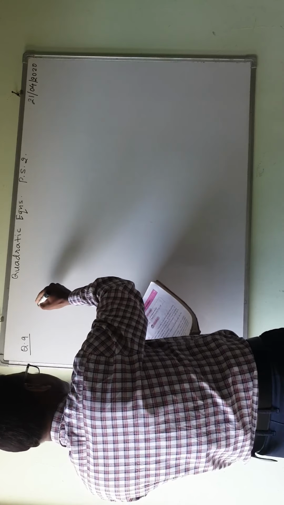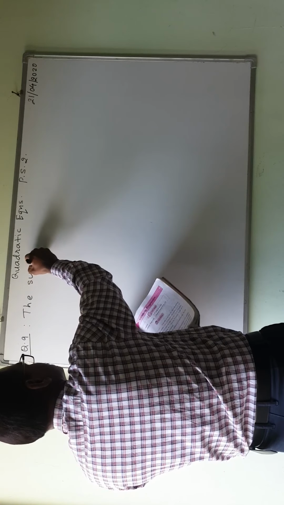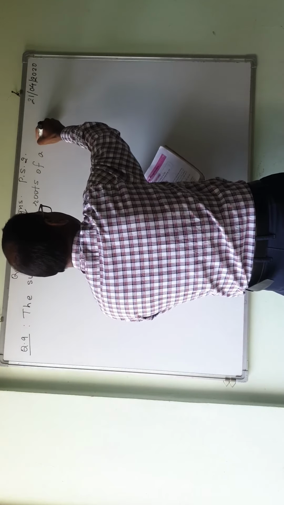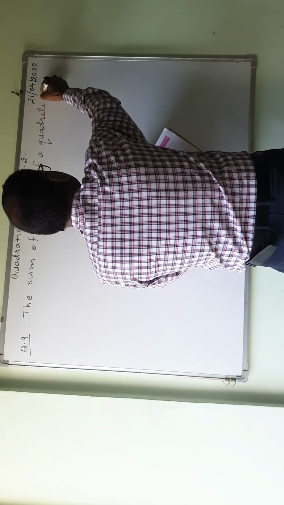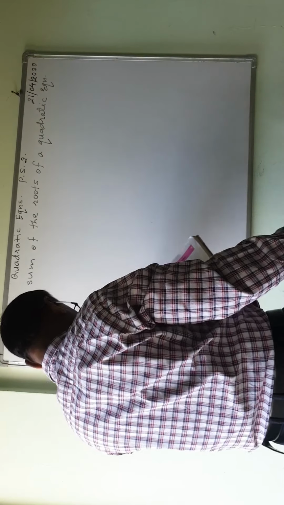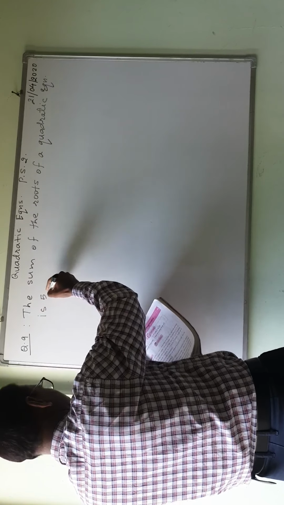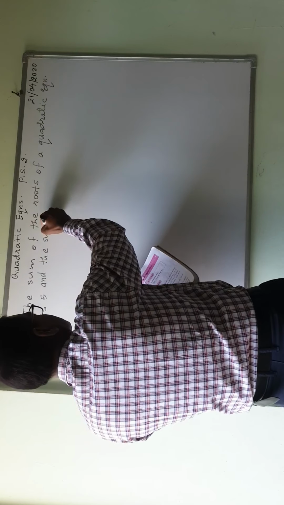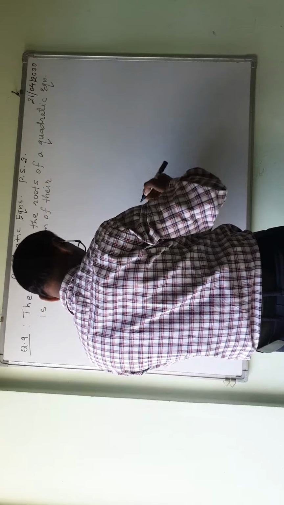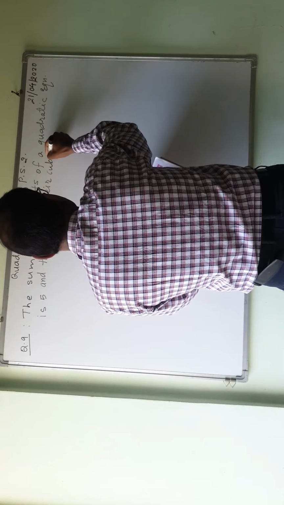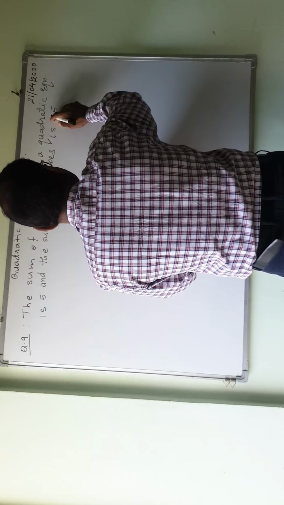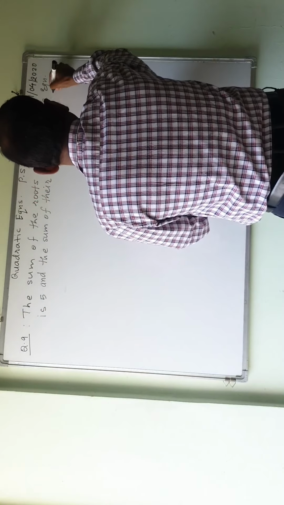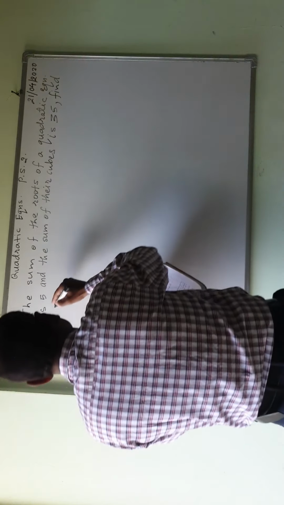The sum of the roots of a quadratic equation is 5, and the sum of their cubes is 35. Find the equation.